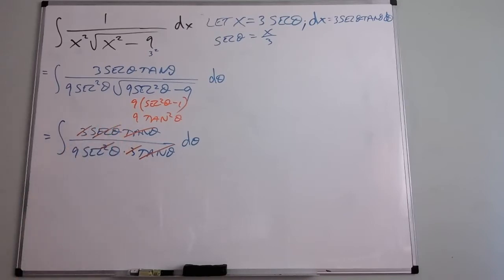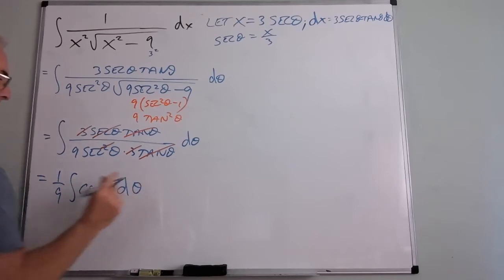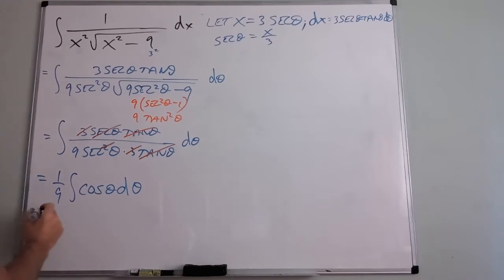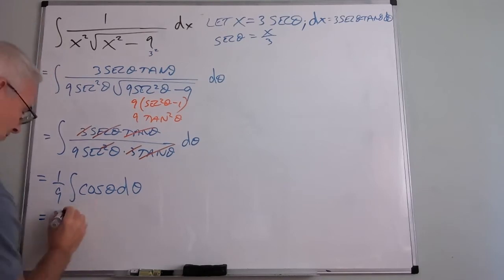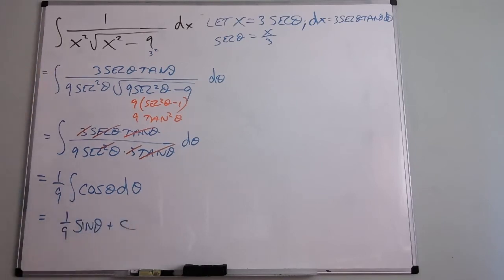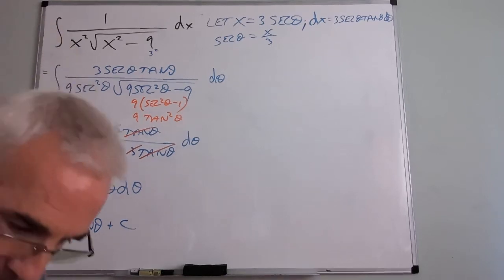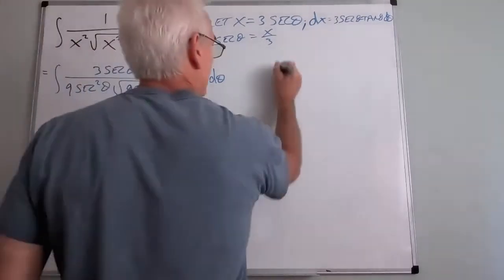What does that leave me with? 1/9 cosine theta. Yeah, 1/9 cos theta. And I'm pretty sure we know what to do with this one. Finally, something that's not icky. So this will be 1/9 times the sine of theta. I am now finished with my calculus, but I'm not finished with the problem.